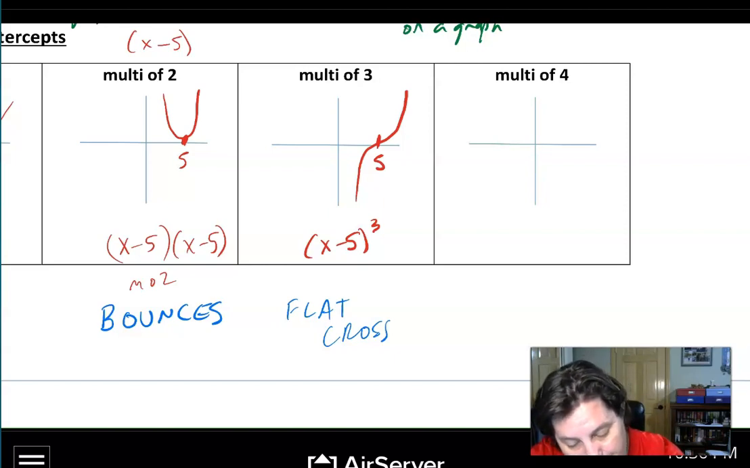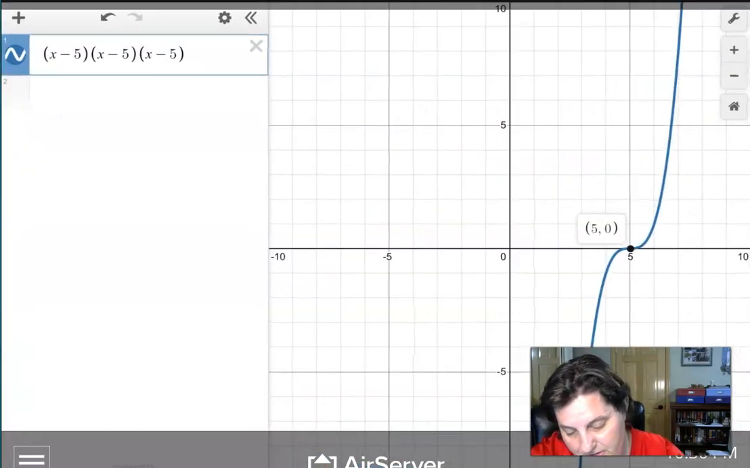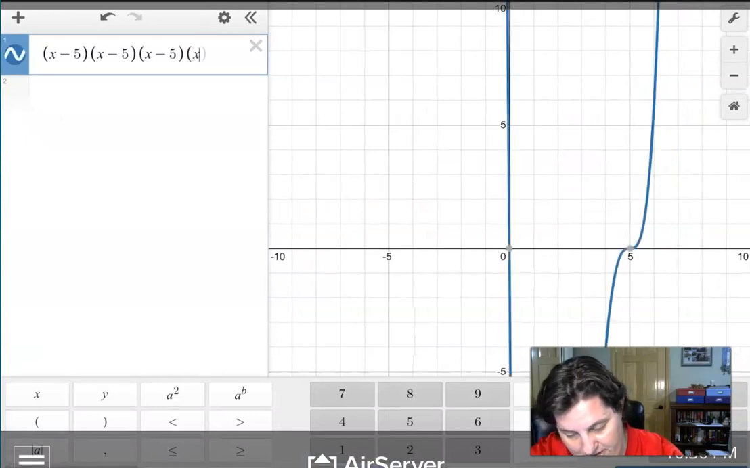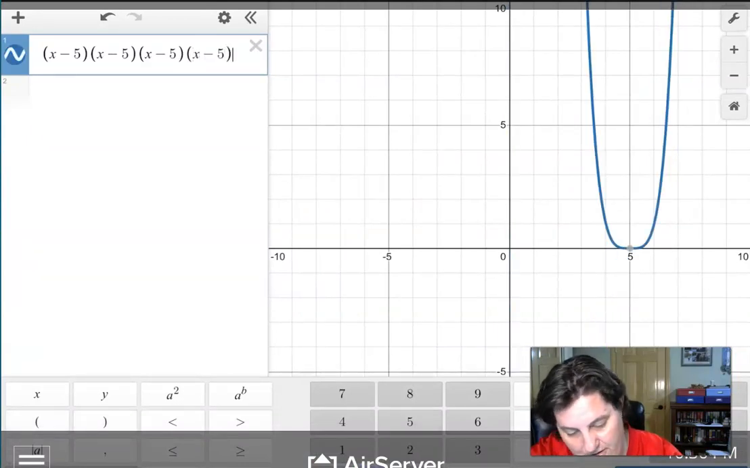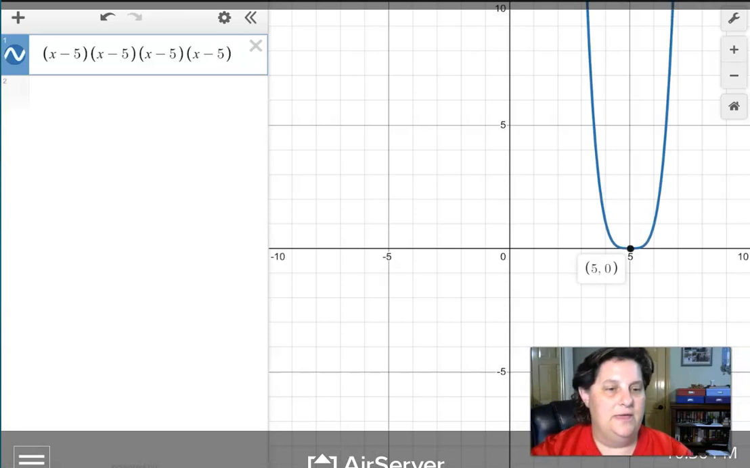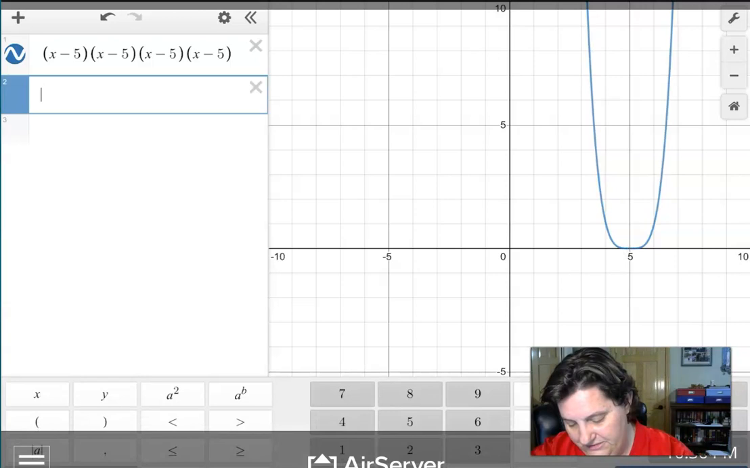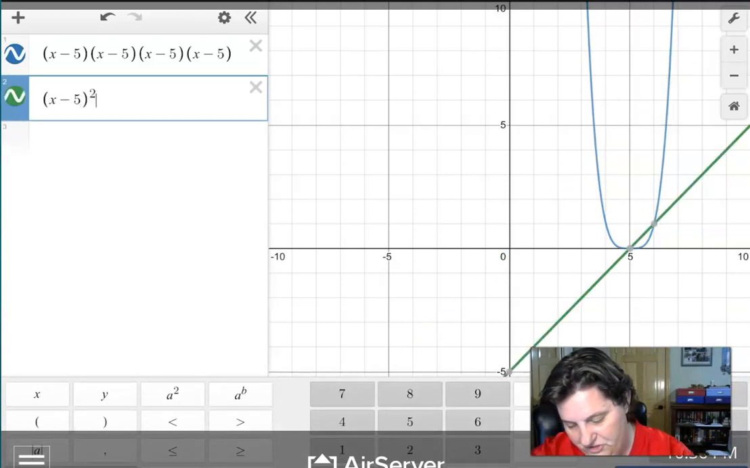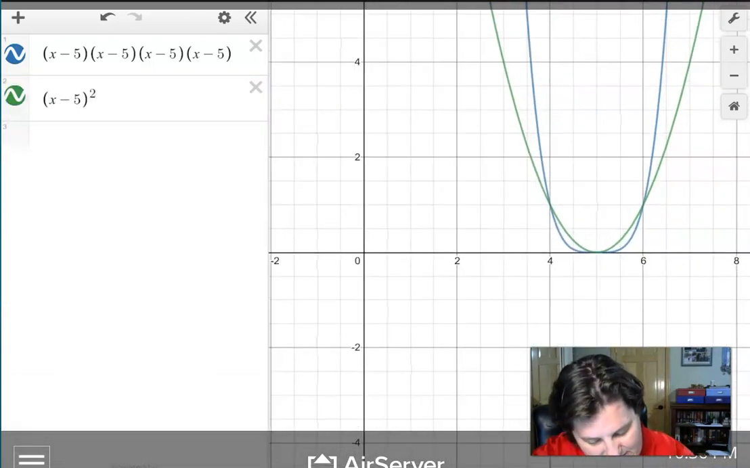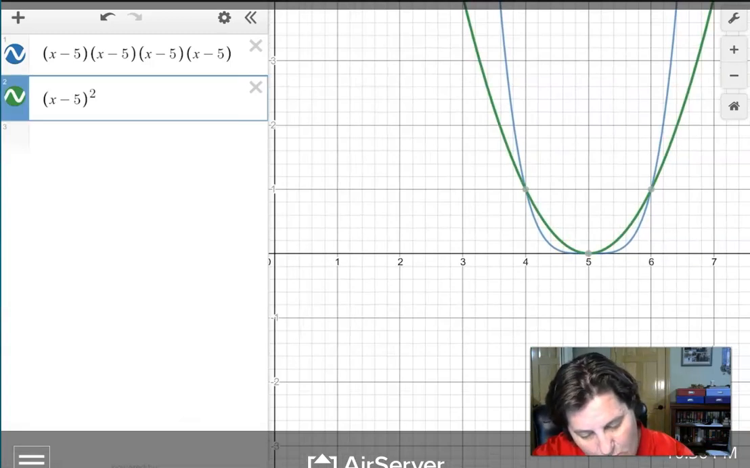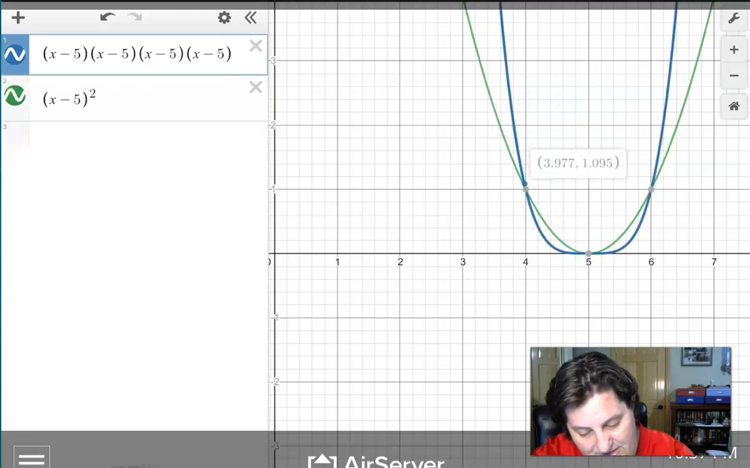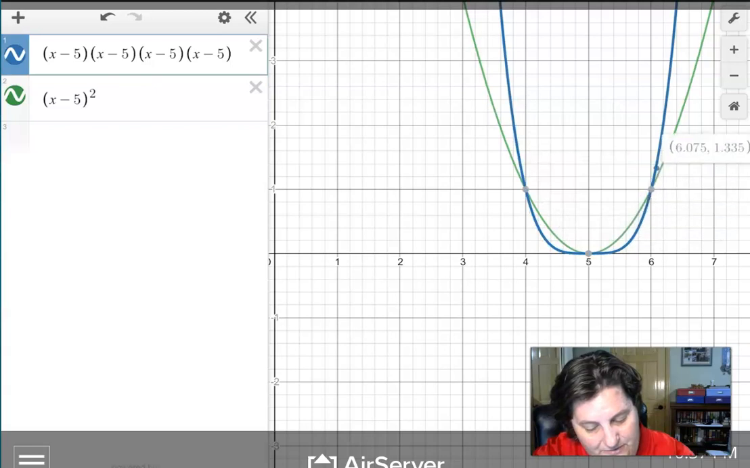Let's see. All right, let's come over here. Let's see what's going to happen. So I'm going to go ahead and put one more on there. All right. Now, it bounces again, but it bounces in a different way than when it was squared. Do you guys kind of see the difference? Let me zoom in. This green line, when it's squared, it comes down, hits a 5, bounces back. Same thing on this blue line, except that it kind of flattens a little bit more.